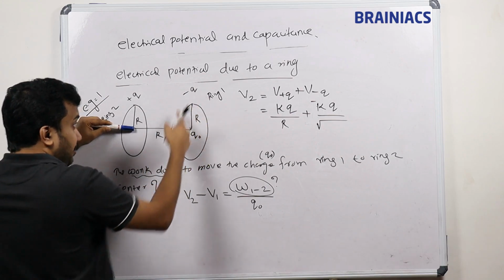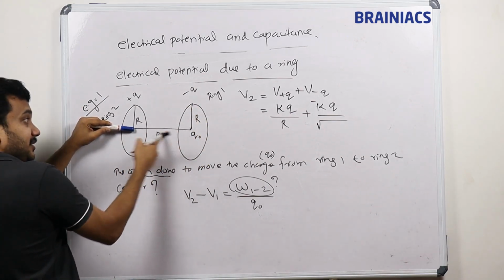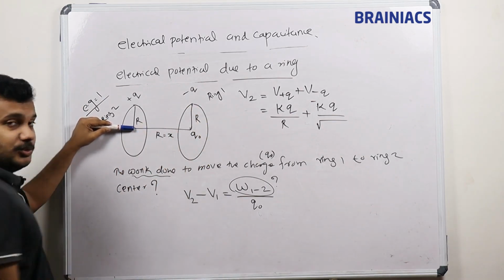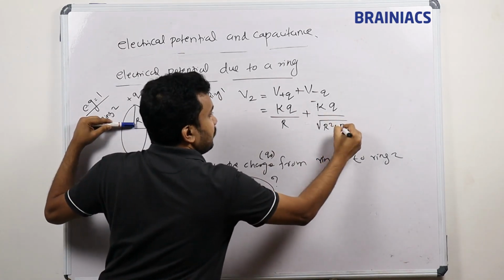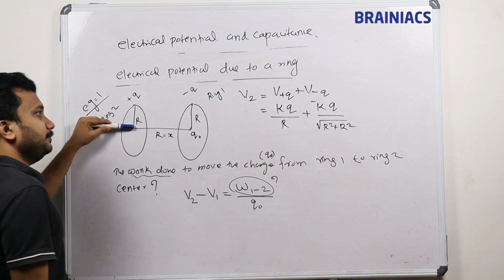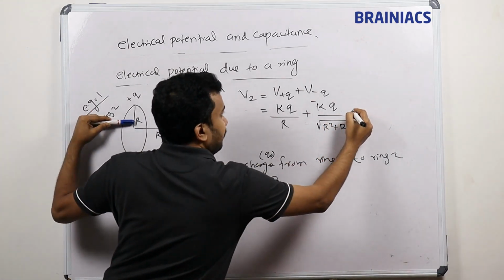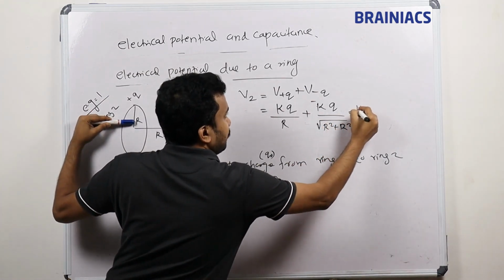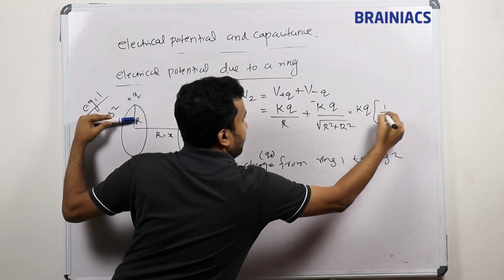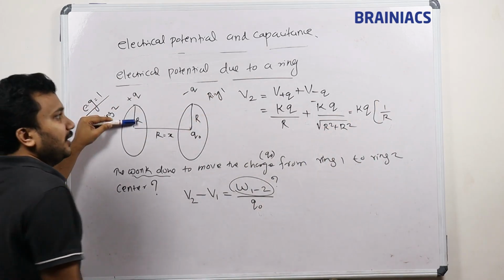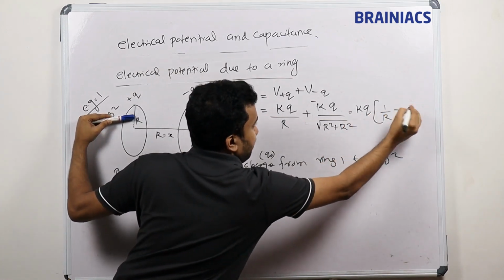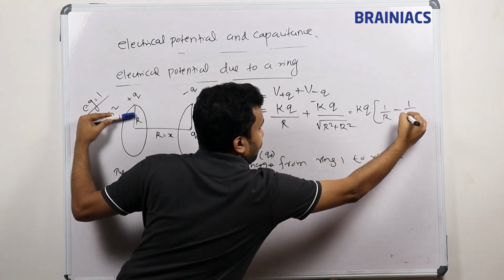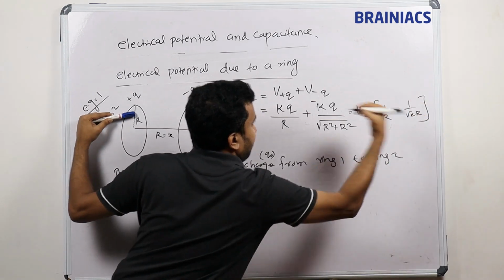For ring number 1 at this point, this is our x distance actually. So what will come? r square plus x square, and x square means again r square. Okay, so we can simplify this factor. kq is taken outside, 1 by r here, and here how much will come? Minus 1 divided by root 2 times r will be here.